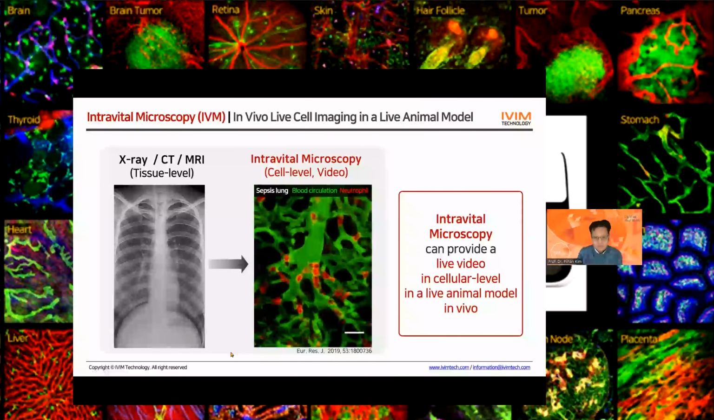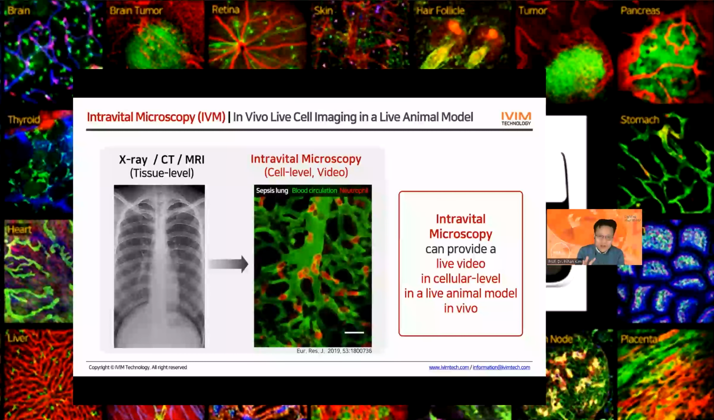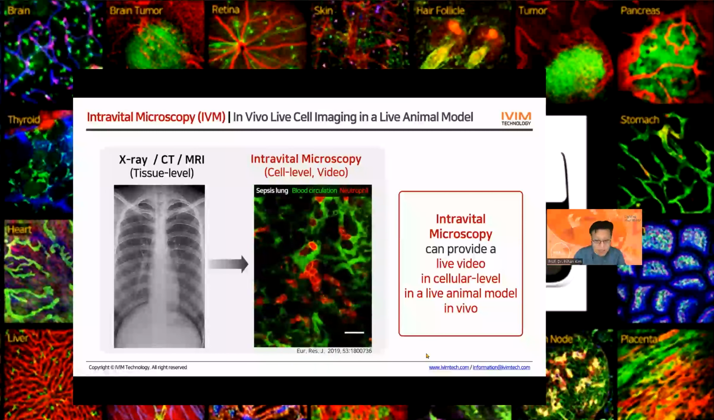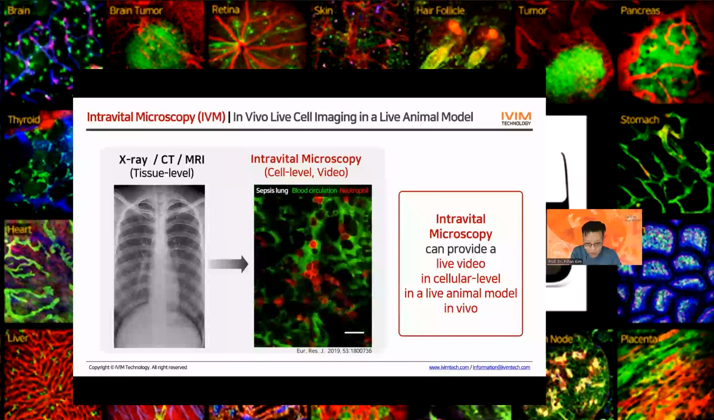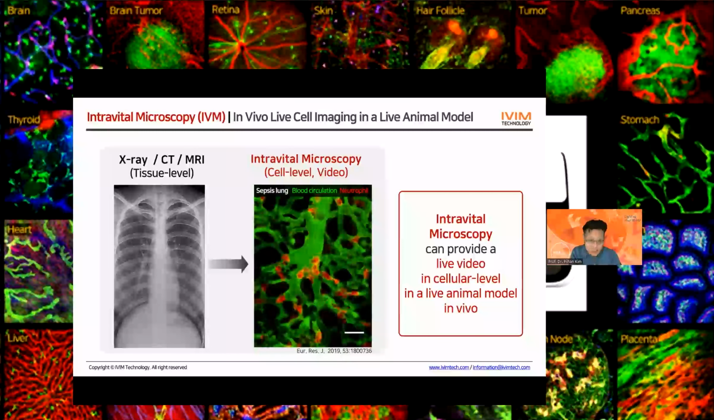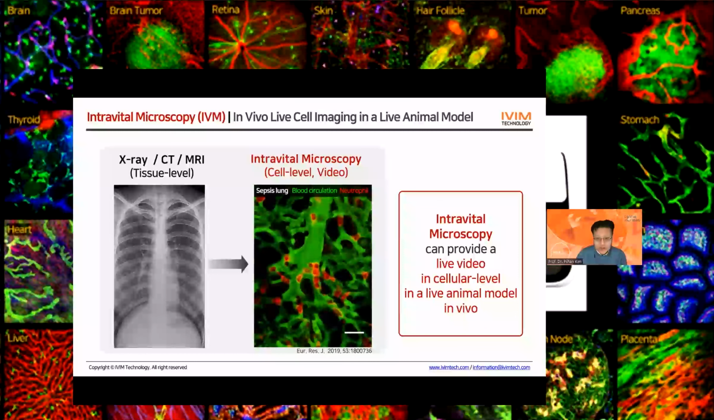I guess some of you already know what intravital microscopy is. To give you a simple idea, intravital microscopy is a quite useful and unique technique that can provide this kind of live video at the cellular level in a live animal model in vivo. This video in the middle is a 10-minute video obtained from the lung of a sepsis mouse model. Let me quickly show you how we obtain this very high resolution, cellular level video from the lung of the live animal model.